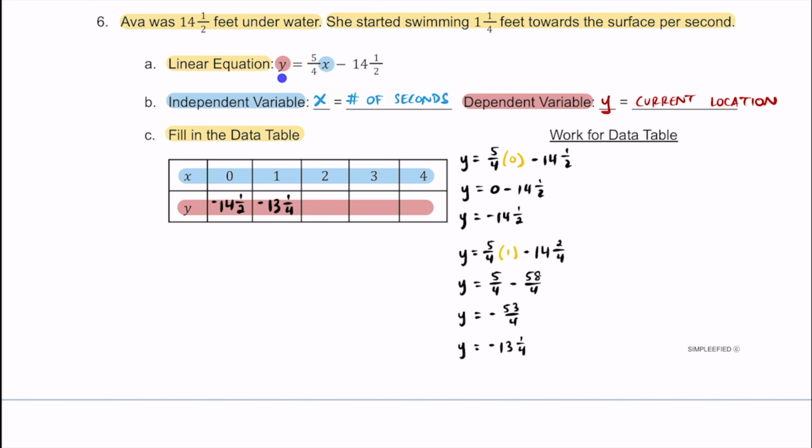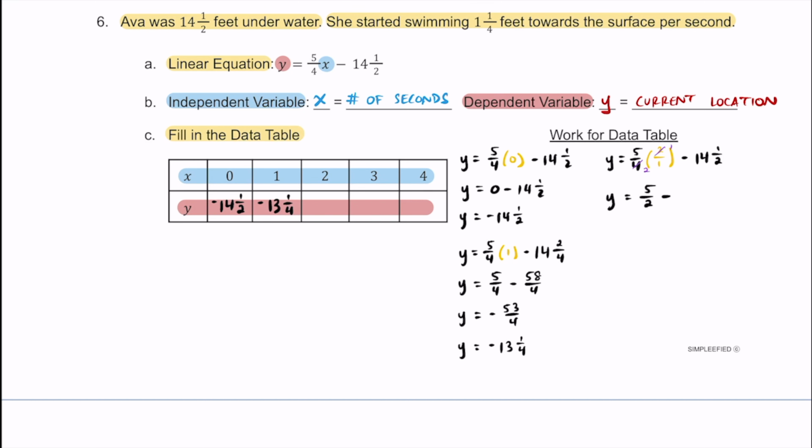Now let's go ahead and take the same equation, but now x is going to be 2, so 2 seconds goes by. Let's go ahead and substitute that in. So we're going to get y is equal to 5/4. Let's go ahead and multiply that by 2 here, right? Because 2 seconds are going to go by. So let's multiply this by 2 over 1. And then let's go ahead and take away this 14 1/2. Okay. Now if we're multiplying here, we can cross cancel. So we're going to notice here that this 2 and this 4 is going to become a 1 and a 2. So if we do that, we're going to get y is equal to 5 over 2 minus 14.5.